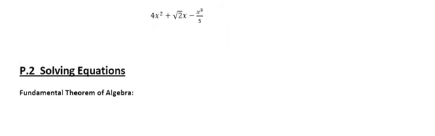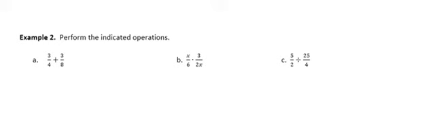Which then takes us to performing indicated operations, doing those same things with numbers. So for example, A, we need a common denominator. The common denominator between 4 and 8 is 8.